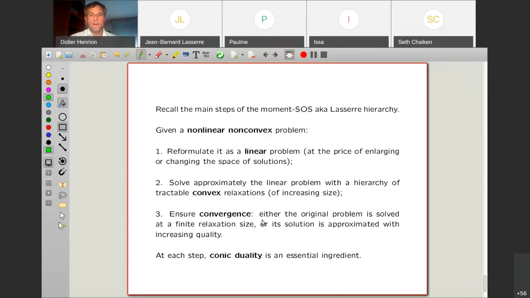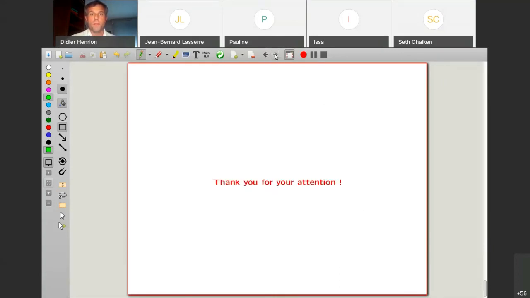And thanks to properties of these quadratic modules and the Positivstellensatz of real algebraic geometry, we can ensure convergence of the hierarchy. And also conic duality has been used often to help us to this purpose.